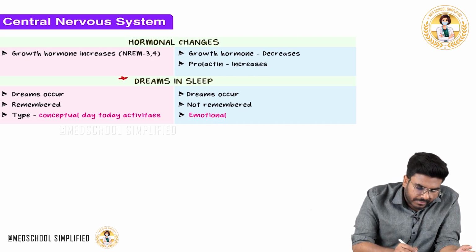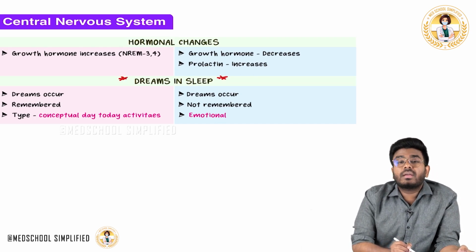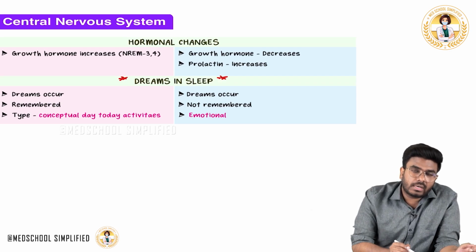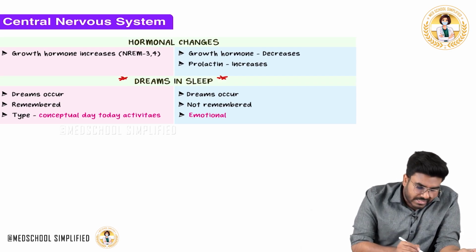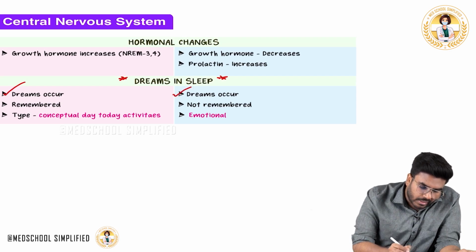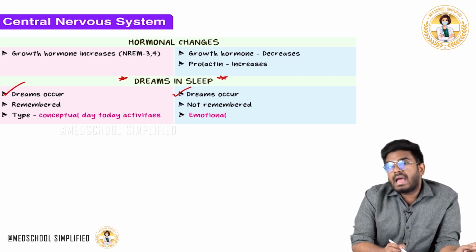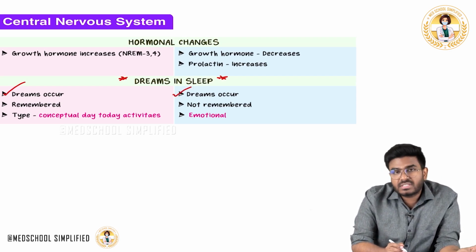Now let's talk about the dreams during sleep. So dreams are going to occur when? Dreams are going to occur both in REM as well as NREM. In both the phases, dreams will come.